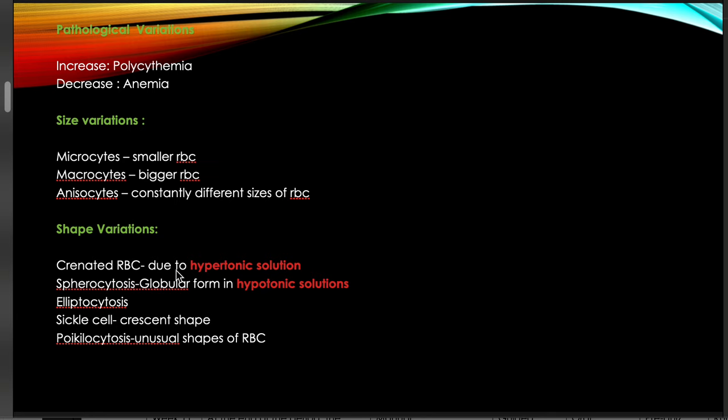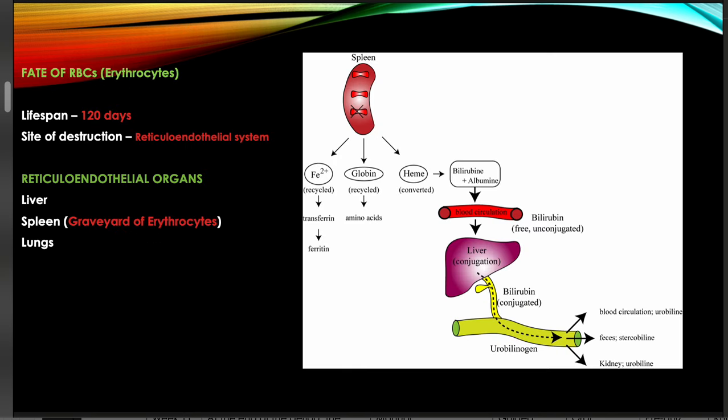Crenated, no, kay hypertonic. So kung kaganina ni buto siya kay hypotonic kani, no, naggawas ang tubig gikan sa RBC mismo. So mura siyang nahuyos, no, therefore creating your crenated RBC. Spherocytosis, globular form in hypotonic solution, elliptocytosis, sickle cell, poikilocytosis, unusual shapes of RBC. So all of these, no, kaning shape variations would be a separate topic.